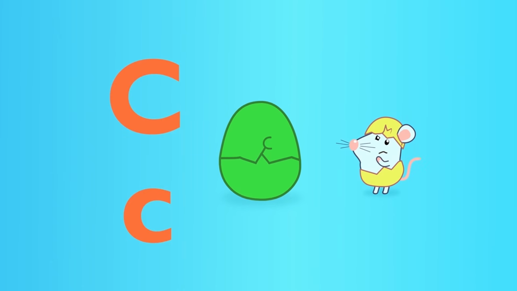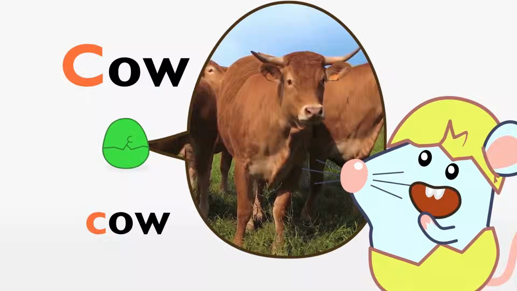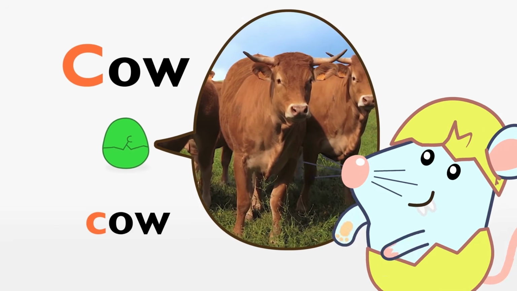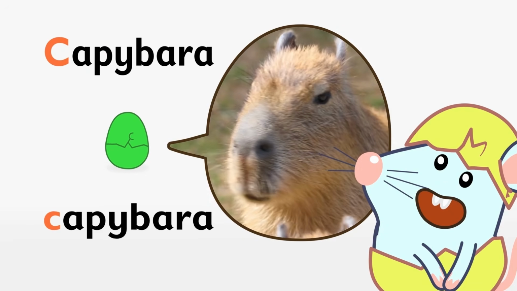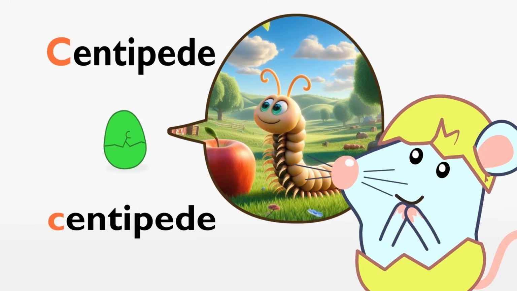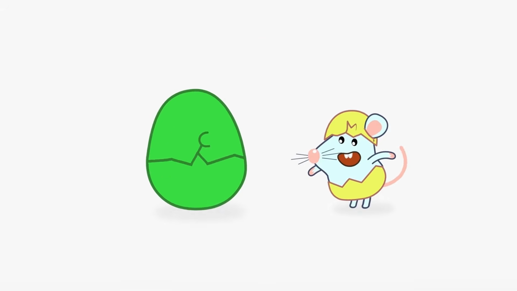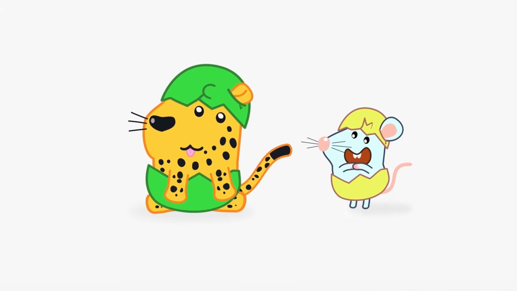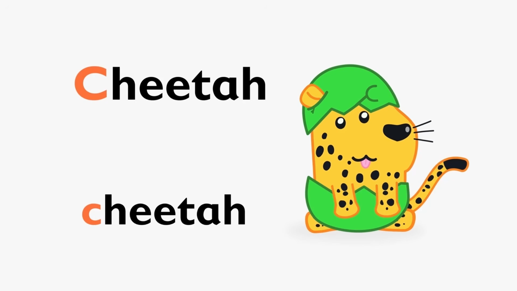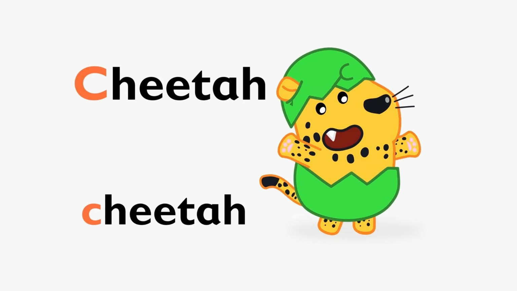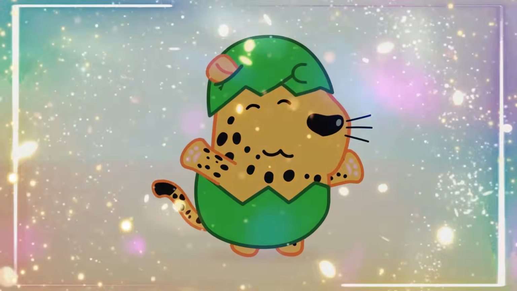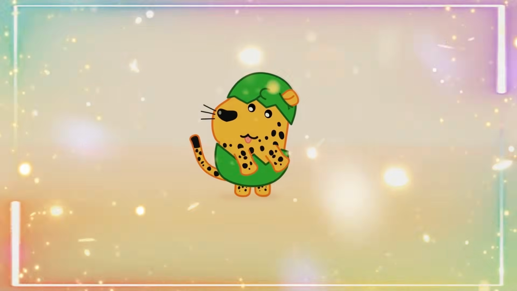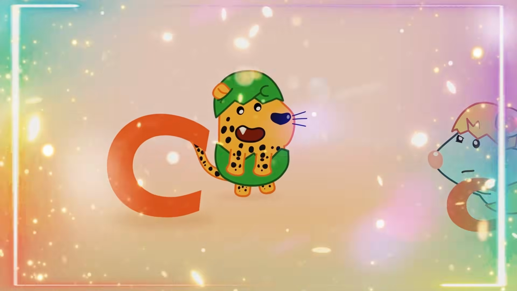What will we see? Starting with a C. A cow. Maybe a capybara. Cool. A centipede. Let's see. Wait. It's a cheetah. C for cheetah. Hooray! Welcome, Beggy Cheetah. Let's play with Beggy Cheetah.